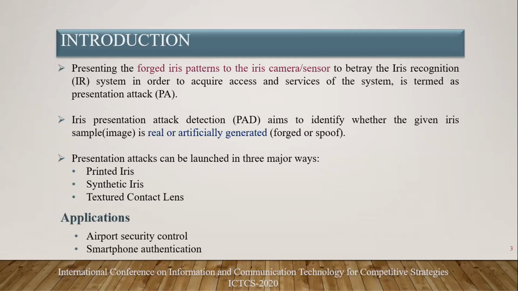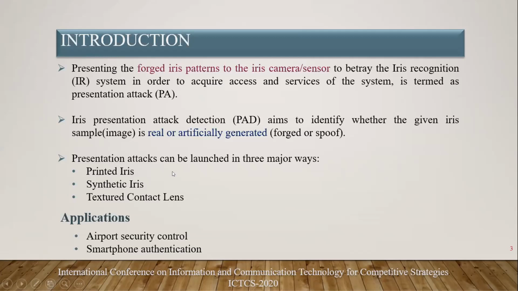So iris presentation attack is when someone presents forged iris patterns to the iris camera or sensor to spoof or betray the iris recognition system for getting access or for utilizing the services of the system. Presentation attacks can be launched in three major ways, either by using printed iris, which is nothing but the printed copy of a high resolution iris image of a legitimate person presented to the system. Synthetic iris means when someone artificially generates iris kind of patterns and presents them to the system. And textured contact lens means when someone wears a cosmetic lens which wraps the actual iris region. So by using that, a person can hide his actual identity. By using any of these three ways, a person can launch a presentation attack.